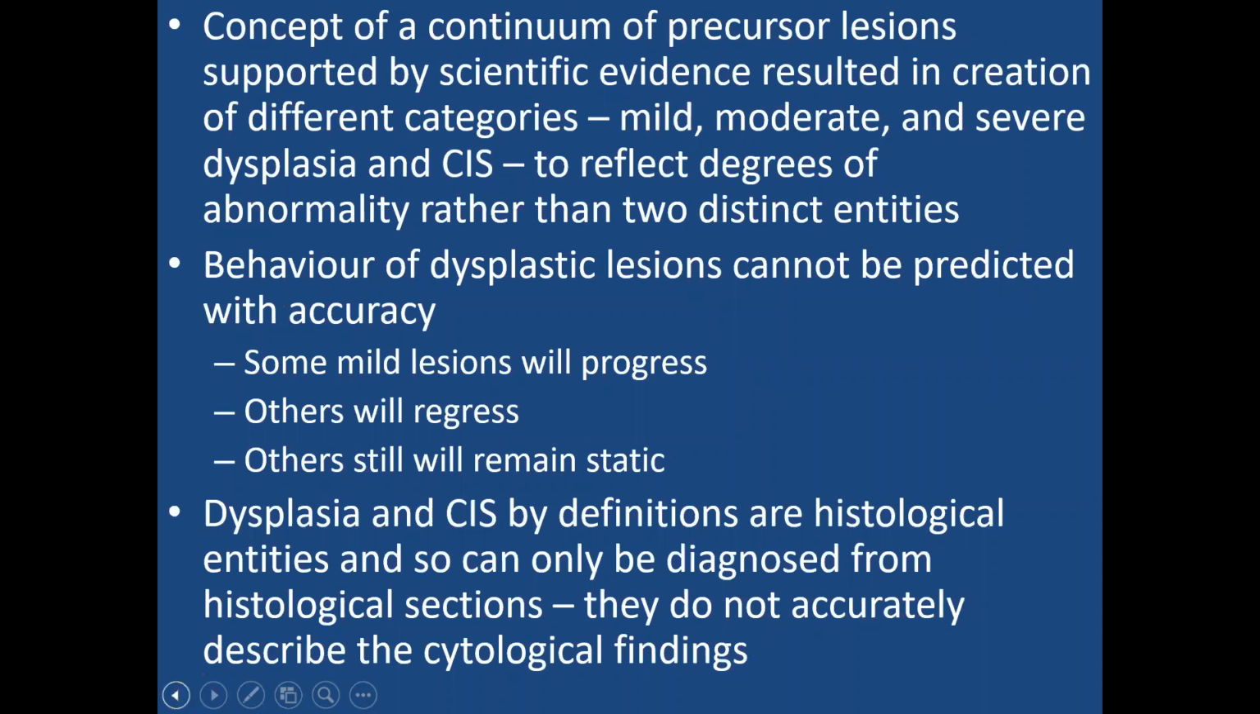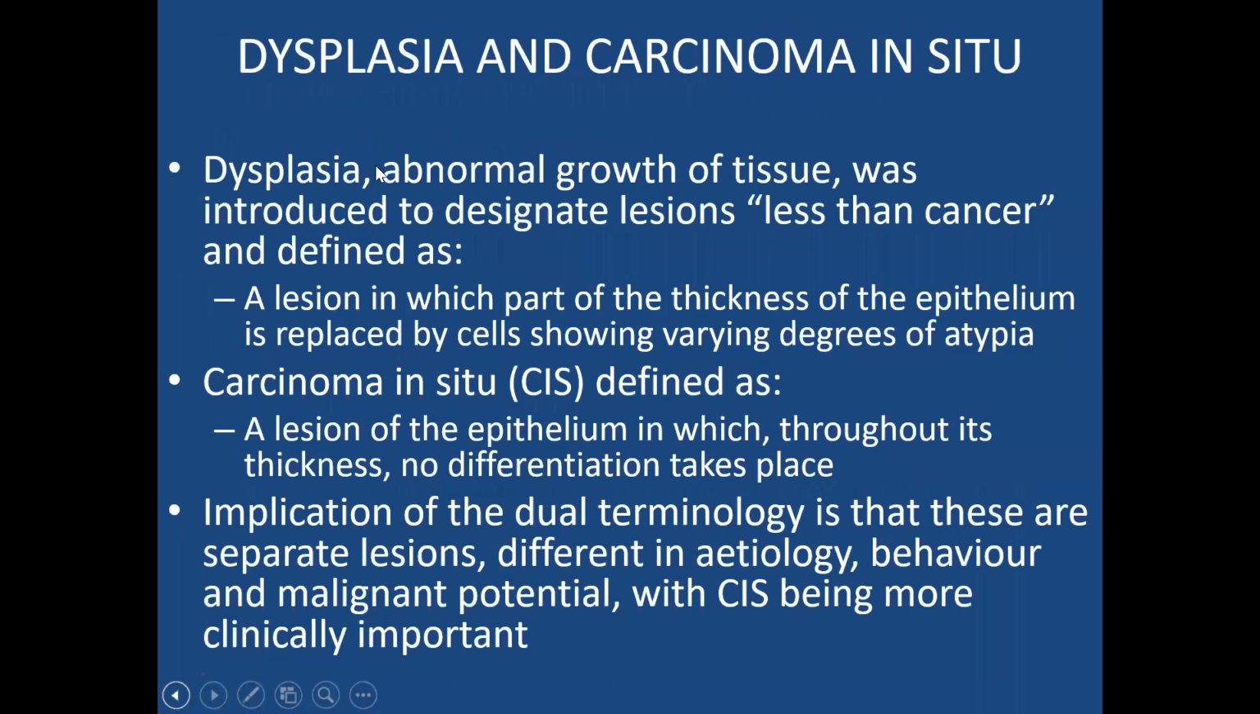So you now know dysplasia. It's a lesion in which part of the thickness of the epithelium is replaced by cells showing atypia. So you see, this place is a part. When it is up to the lower 1/3, we say it's mild. If it crosses, then we say it's moderate. If it crosses into the last third, then we say it's what? Severe. If it's a full thickness, then we say it's what? The one here, carcinoma in situ. So you see a lesion of the epithelium in which throughout its thickness, no differentiation takes place. So I believe that now there is no confusion.